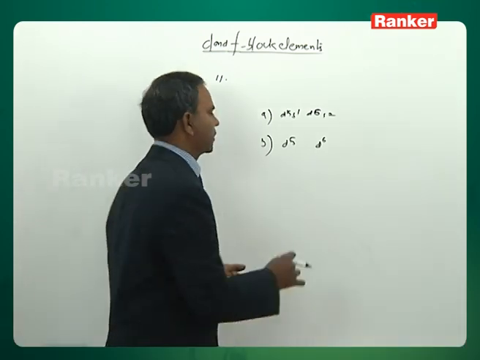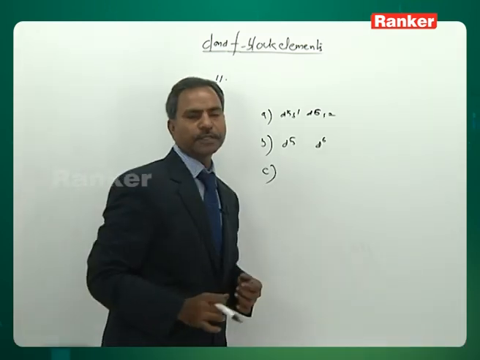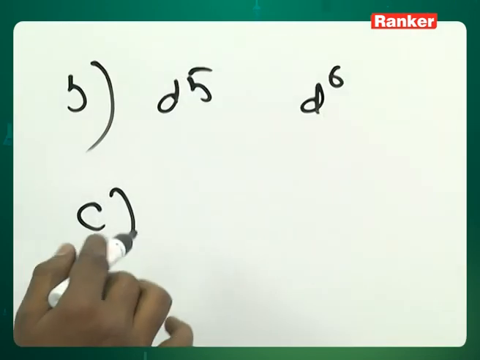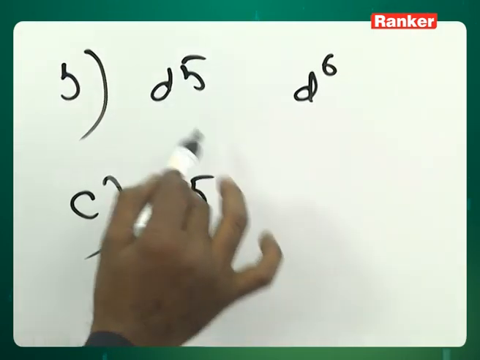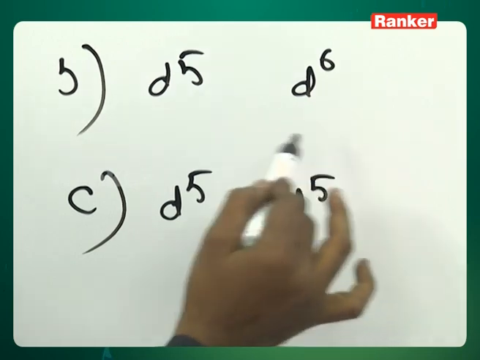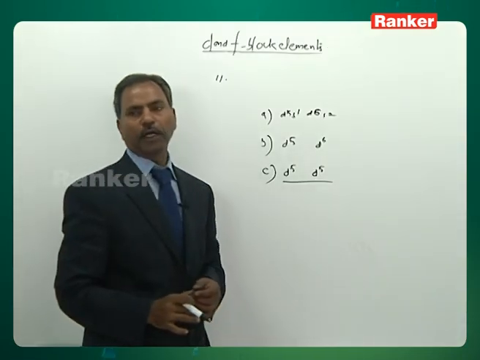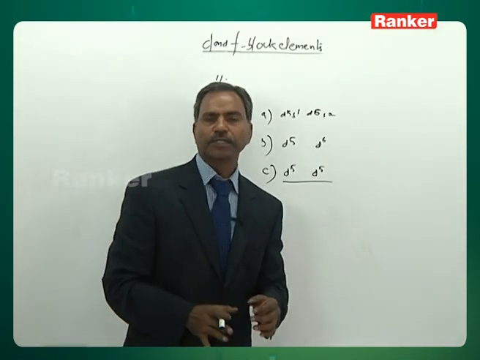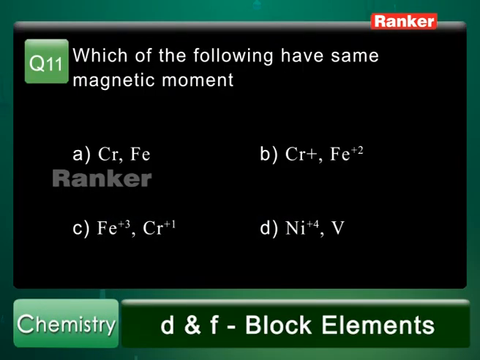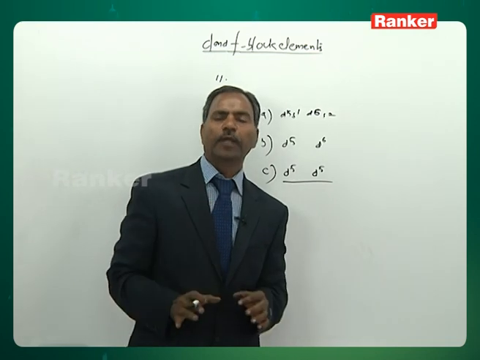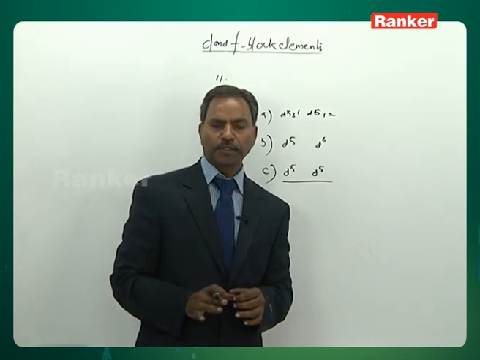Coming to option C, Fe plus 3 and chromium plus 1 are given. Fe plus 3 is D5 and chromium plus 1 is D5. So both have the same number of unpaired electrons. The answer is option C, and carrying the same number of unpaired electrons, their magnetic moment is the same.